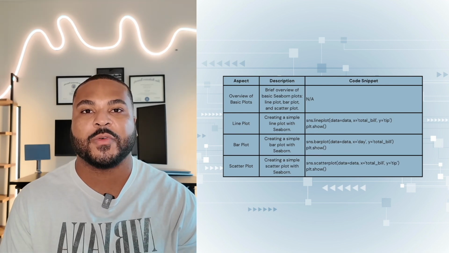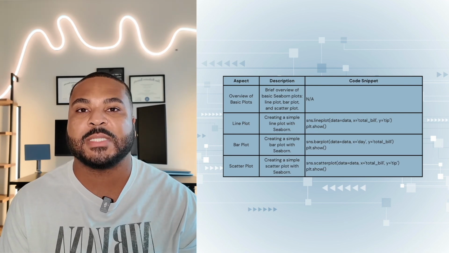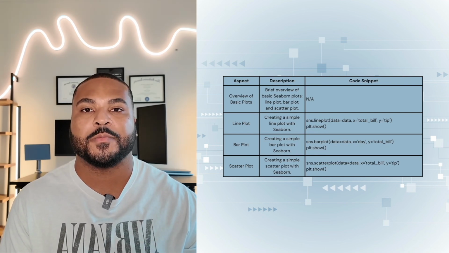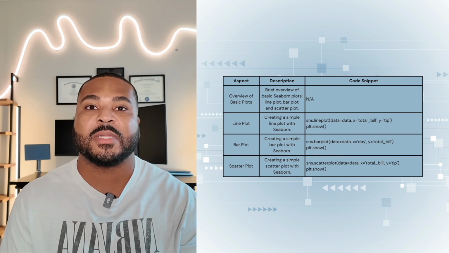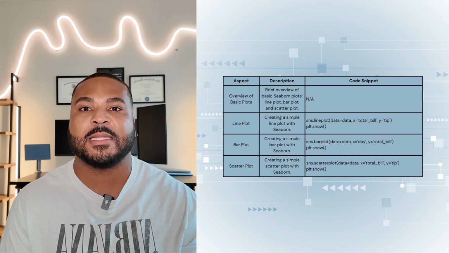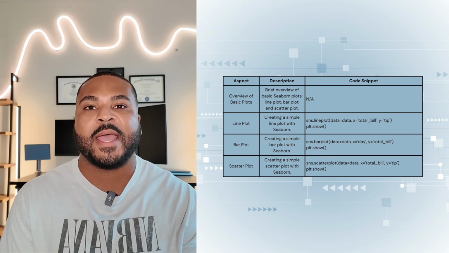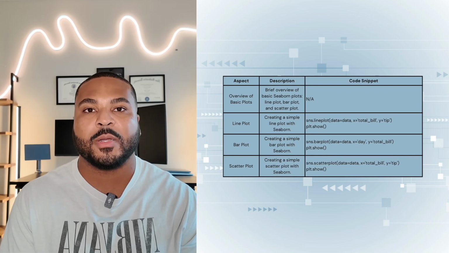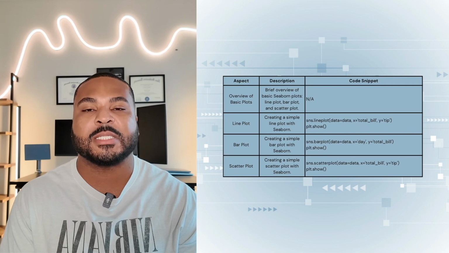A line plot is useful for visualizing data points in a continuous line, showing trends over time or another continuous variable. Let's create a simple line plot using the tips data set to visualize the relationship between the total bill and the tip amount. This line plot code snippet will generate a line plot where the x-axis represents the total bill and the y-axis represents the tip amount. The plt.show function displays the plot.